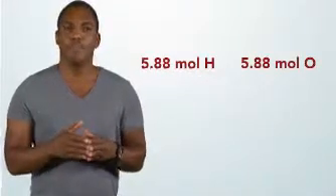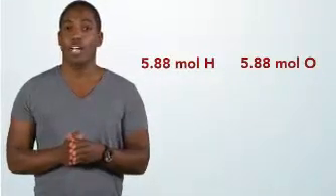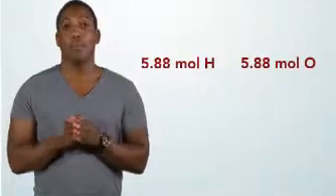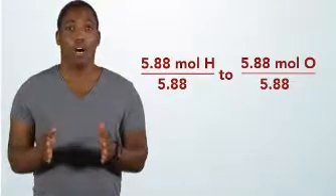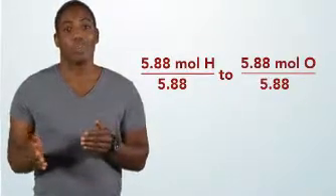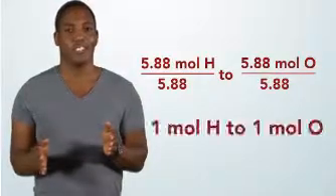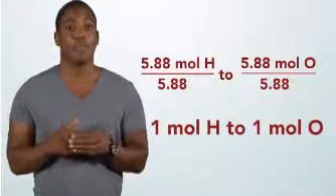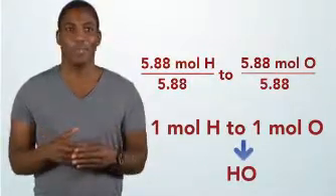To find the empirical formula, we need to determine the smallest whole number ratio of the elements. To do that, divide the larger number of moles by the smaller number. In this case, there's no larger and smaller. The numbers are the same, which is a ratio of 1 mole of hydrogen to 1 mole of oxygen. The numbers in the ratio become the subscripts in the empirical formula. So that means it's HO.